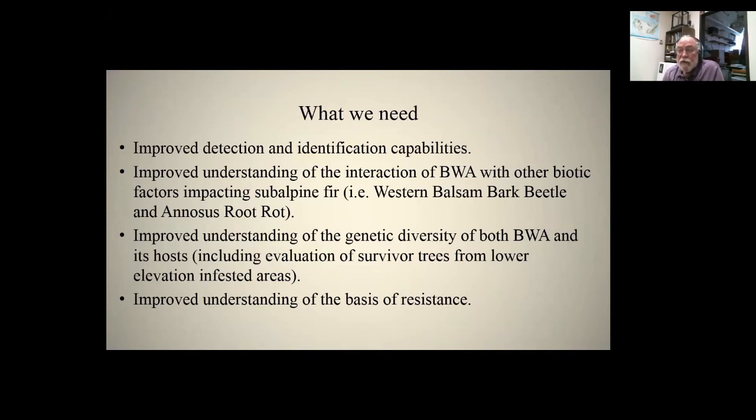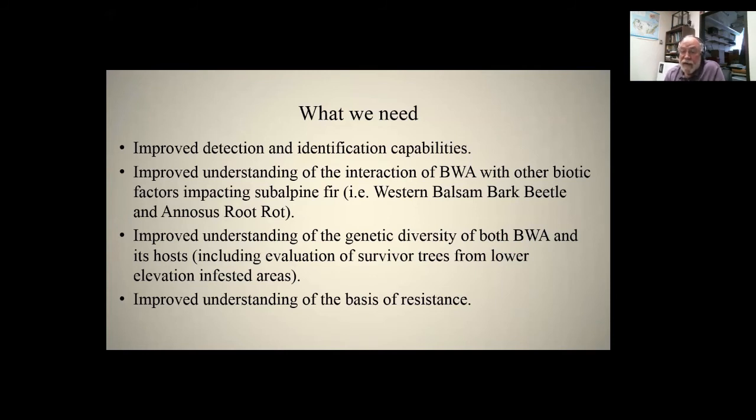We need to improve our understanding of the interaction with balsam woolly adelgid and other biotic factors, especially things like Armillaria root rot and western balsam bark beetle. Western balsam bark beetle is very prevalent in subalpine fir and does not take a huge population in a tree to overcome tree resistance and kill the tree. So if there's an interaction going on there, we need to find out what it is.